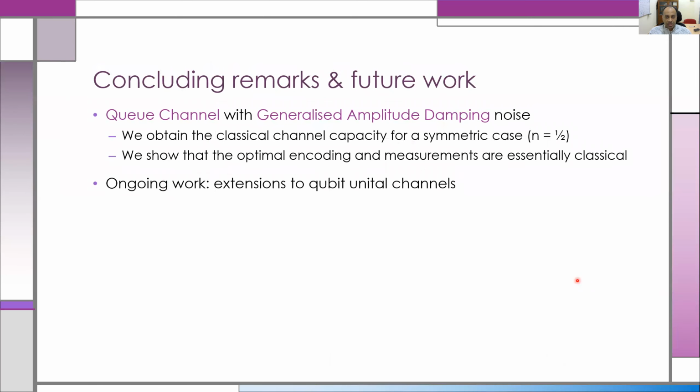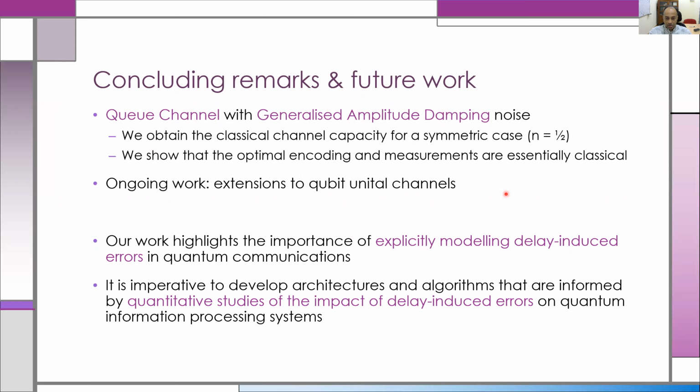To summarize, we study a Q channel model with generalized amplitude damping noise. We obtain the classical channel capacity for the symmetric case and show that the optimal encoding and measurements are essentially classical. Ongoing work includes extension to a qubit unital channel, of which the GAD symmetric channel is a particular example. More broadly, our work highlights the importance of explicitly modeling delay-induced errors in quantum communications. We think it's imperative to develop architectures and algorithms which explicitly take into account delay-induced errors in quantum information processing.